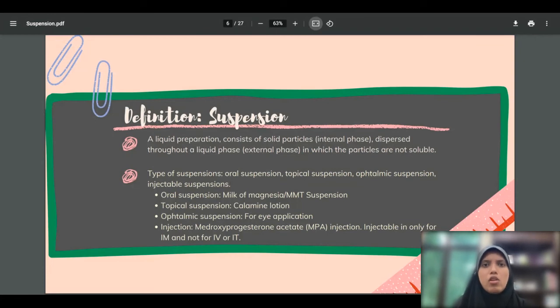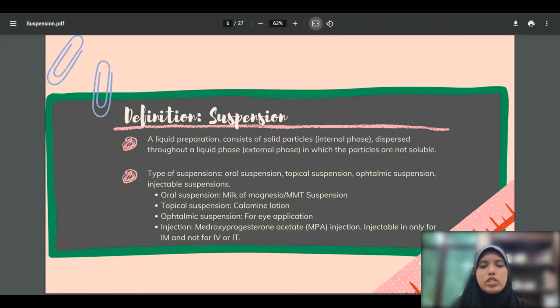As an example of oral suspension, we have MMT suspension, a mixture of magnesium trisilicate that is used in the treatment of gastritis. It's a white preparation, a suspension of insoluble magnesium trisilicate in water.